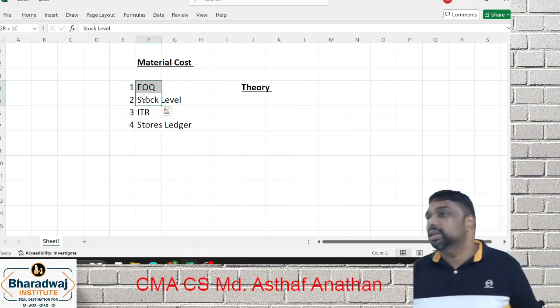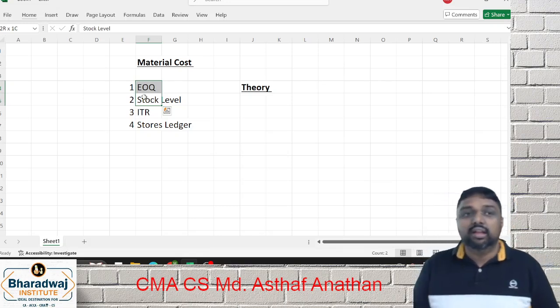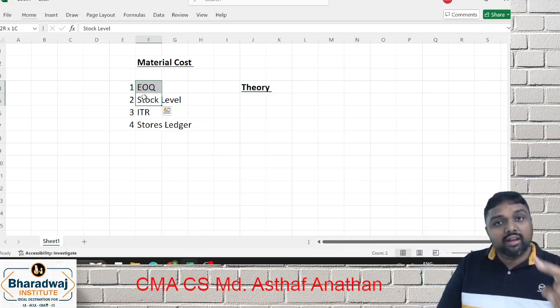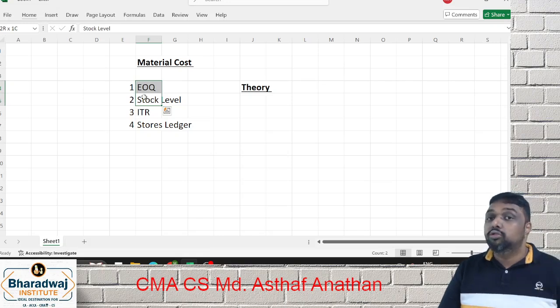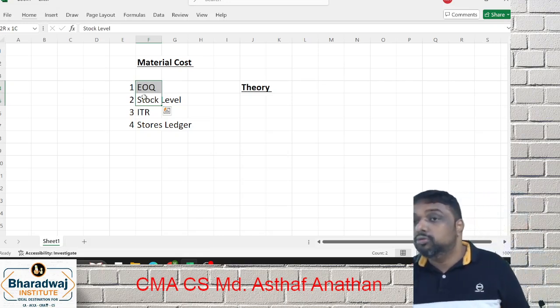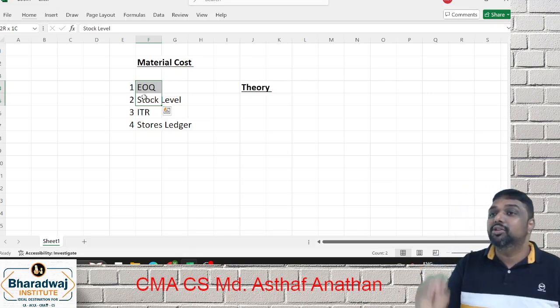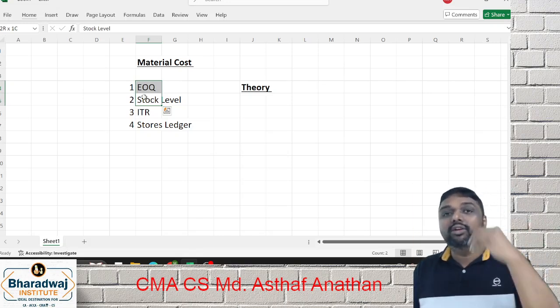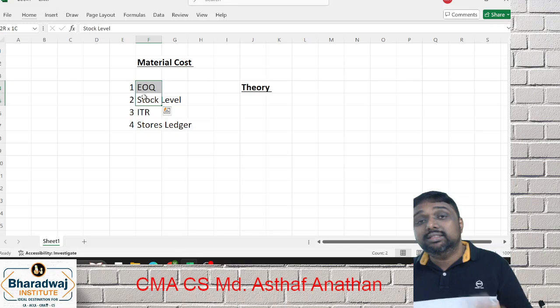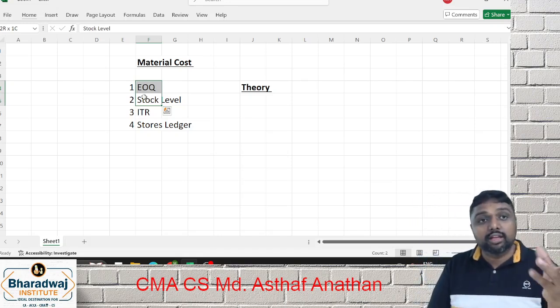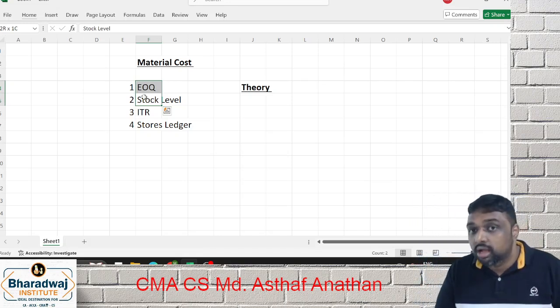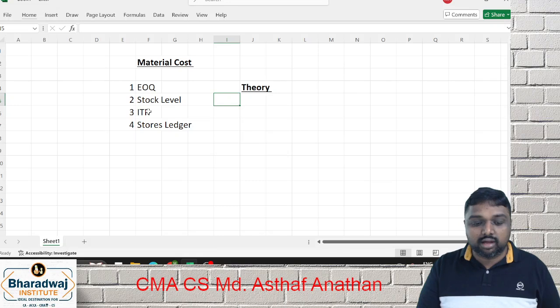Mostly it keeps on changing. So stock level is a 7-mark question. Rarely, stock level can also come as a 2-mark question. How will the 2-mark question come, friends? They'll ask you only the pre-order level, only the maximum stock level, or only the minimum stock level. Sometimes they'll ask you the reverse way also.